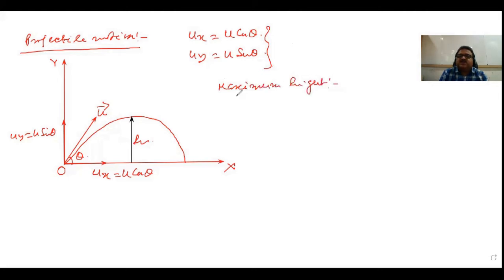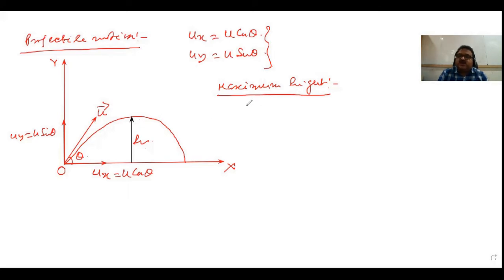I told you this earlier also. For horizontal direction, any kind of motion related with the horizontal direction, use the horizontal component. Any kind of motion related to the vertical direction, use the vertical component. Now, this is along which component? Obviously along the y component, because it looks parallel to the y-axis. So, I'm going to use the formula for the vertical motion.